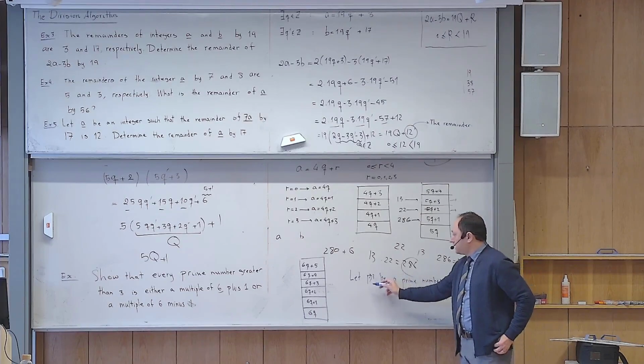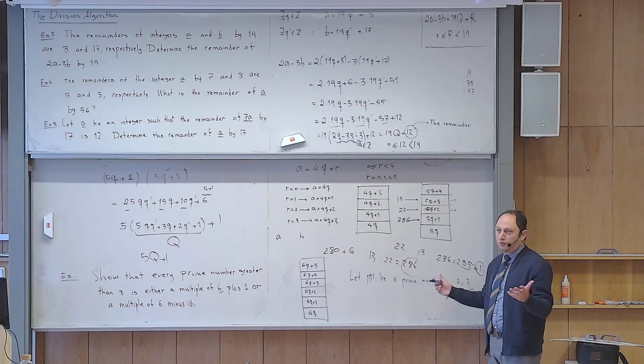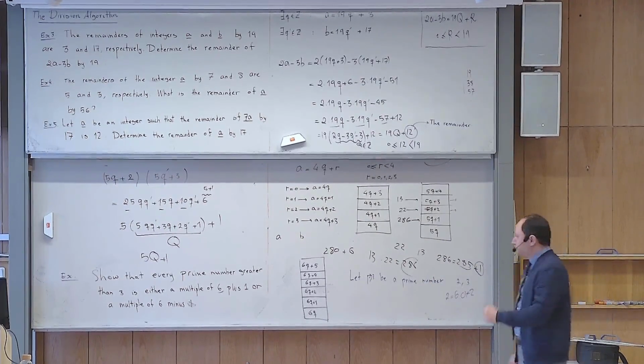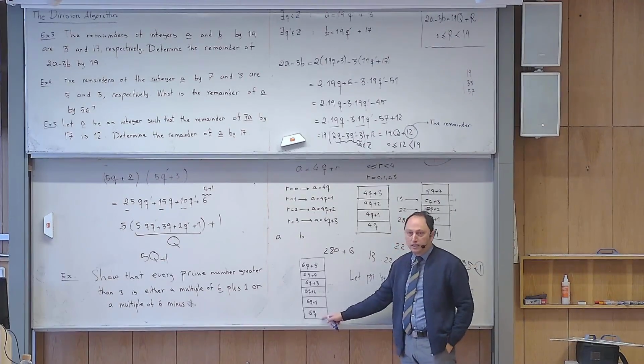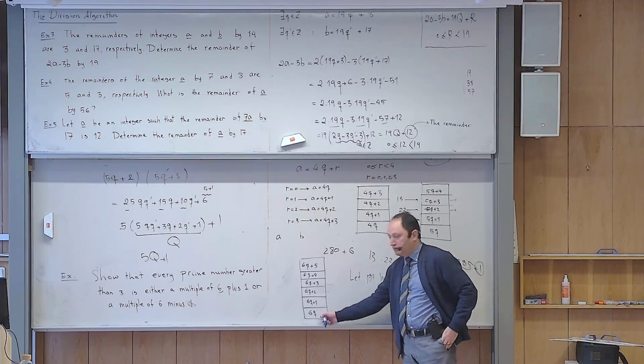But I am telling you that I pick a prime number which is not 2, which is not 3. Whatever it is, I don't care. It's just a prime number. I claim that that prime number cannot live here, even if I don't know that prime number. Do you agree? Why can that prime number not live here?